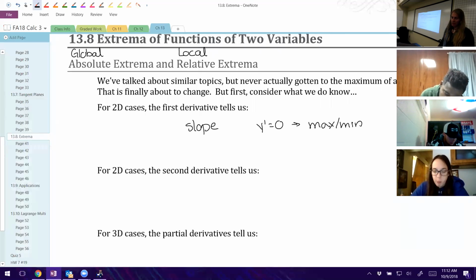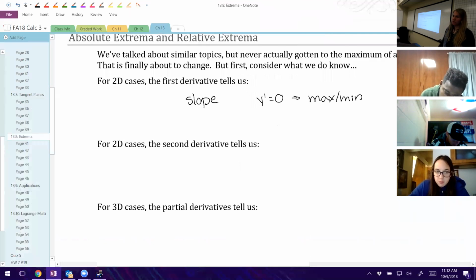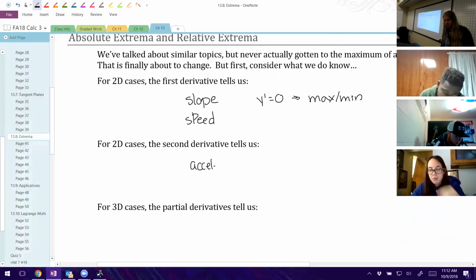In two-dimensional cases, what does the second derivative tell us? The speed, or sometimes we'll say the concavity. Well, not really the speed. That still goes up here. What's the speed with this guy? That's still speed. Second is acceleration. Yeah, acceleration. Or concavity, we figure out what the concavity is.